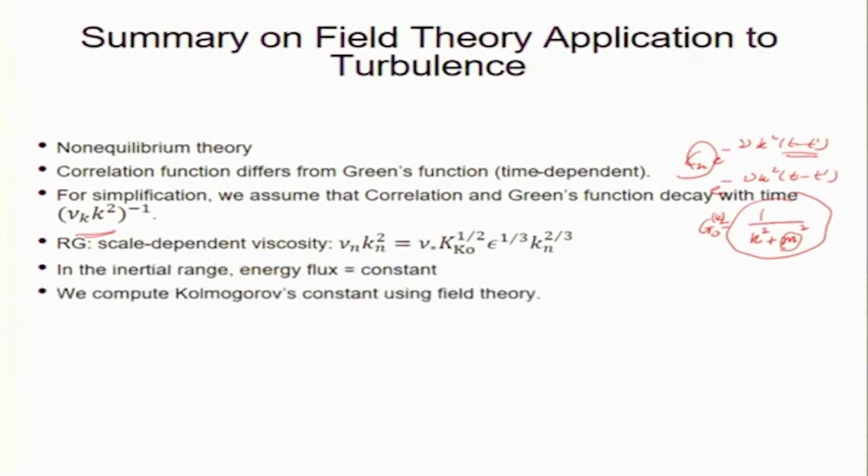Energy flux is constant. We compute the Kolmogorov constant in the field theory. Theoretical predictions are close to numerical results, except for the Kolmogorov constant. But it turns out if I do the Navier-Stokes equation, I get pretty much the same convergence. The shell model has a Kolmogorov constant lower than DNS, that means lower than what we get for Navier-Stokes.